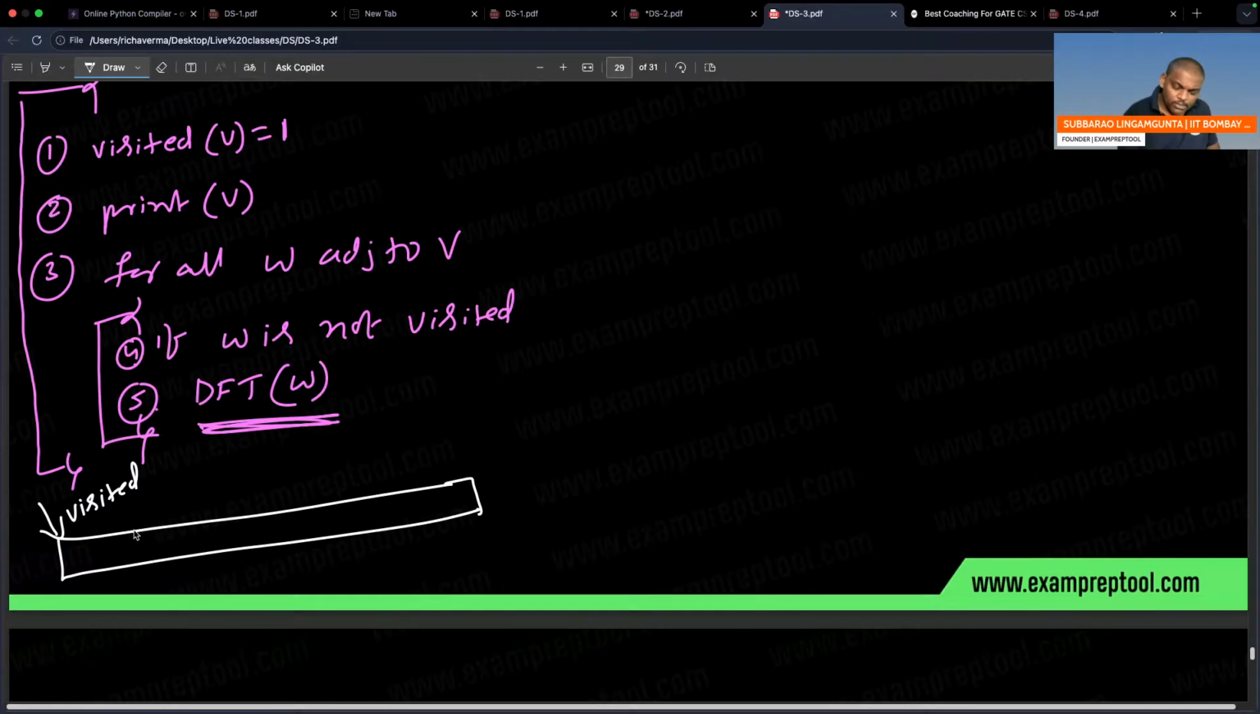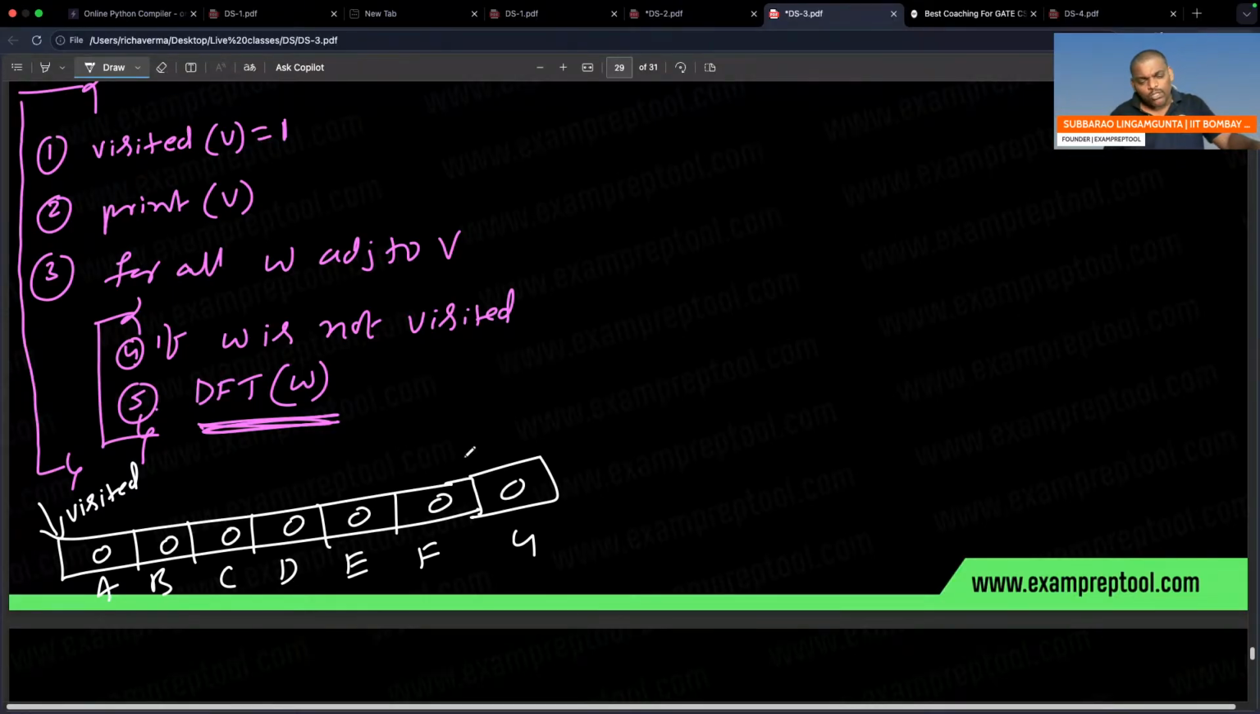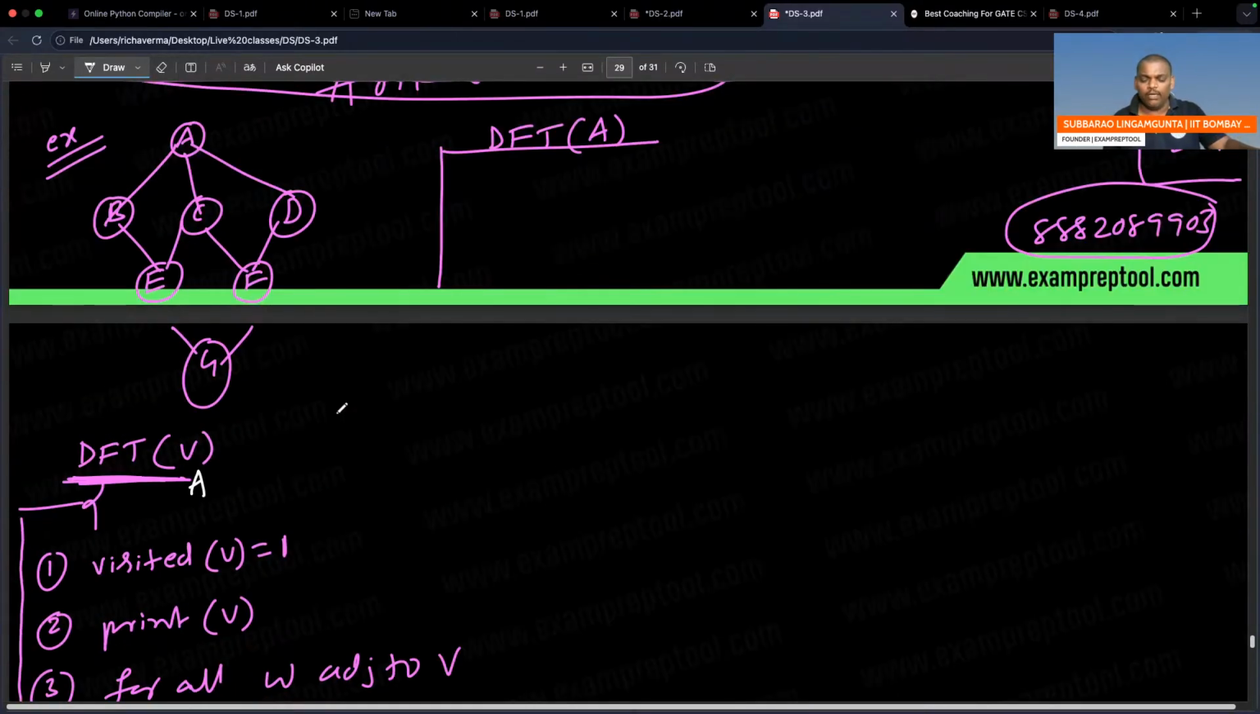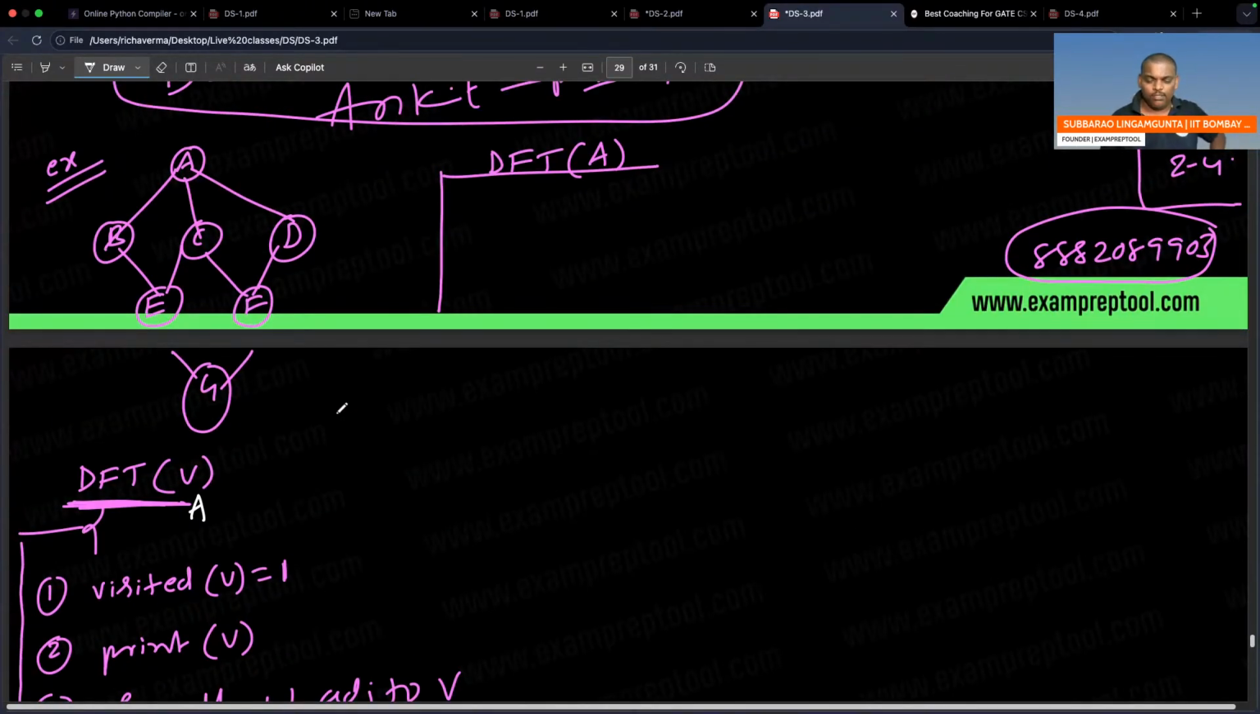Visited of every vertex is initially 0: A here, B here, C here, D here, E here, F here, G here. Understand this. Without this also no problem, but when you have much clarity, you will remember for many days. See this one, DFT of A. See the first step.